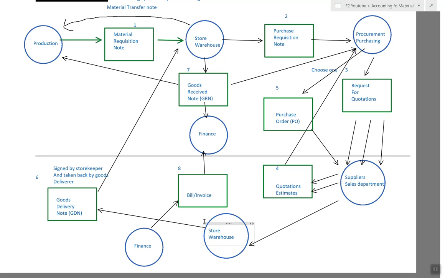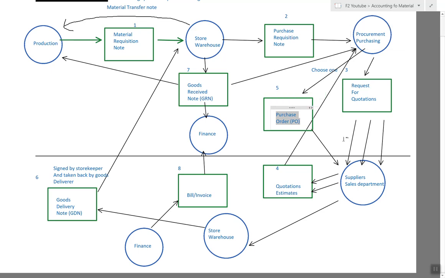Obviously, in small organizations, it will be the same building, but in big organizations, maybe these departments are in very different locations. Whenever this purchase order is made, there will be two things written, bill to address and ship to address. Bill to address is the address of the purchasing department, finance, and ship to address is the address of the store.